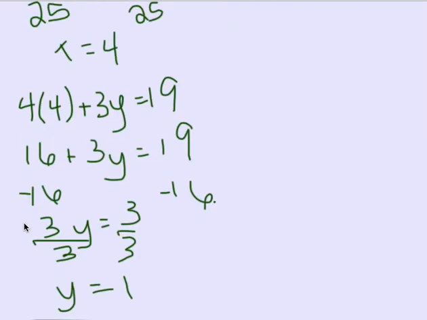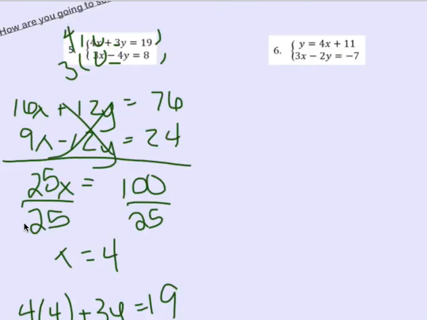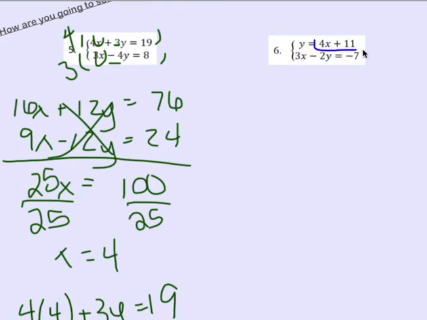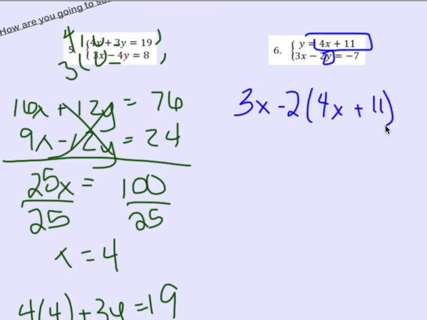So let's take a look at number 6. For number 6, I see that it's already solved for y. So since it's solved for a variable, to me it makes a lot of sense to use substitution. So y is equal to 4x plus 11. Where I see y in the second equation, I'm going to plug in 4x plus 11. So I have 3x minus 2, so I'm going to take the y out completely and put 4x plus 11 in instead. Now that's going to be equal to a negative 7.